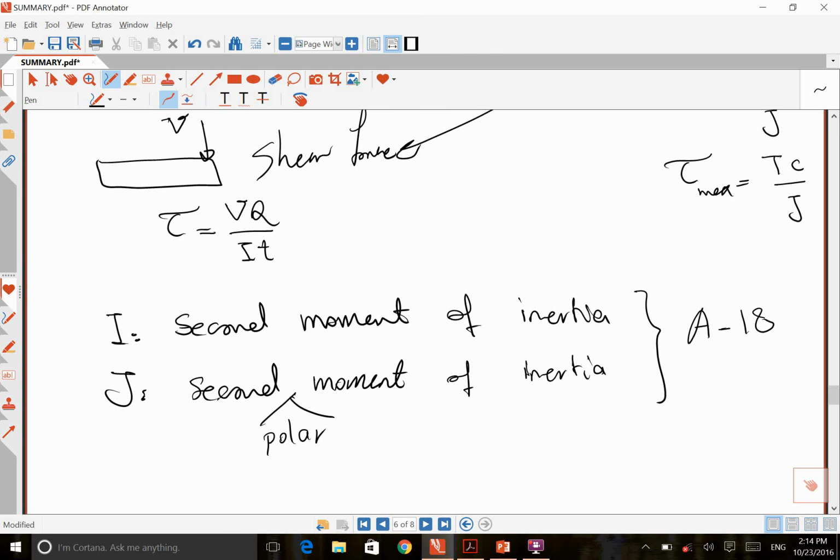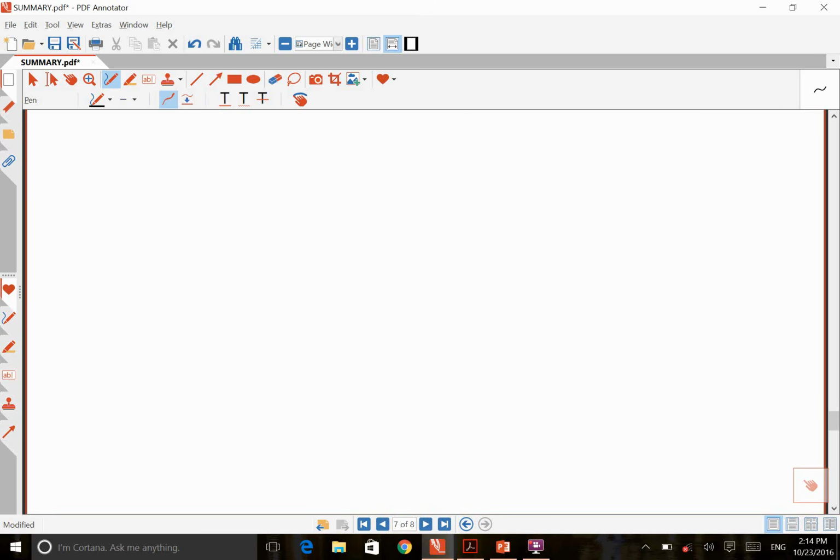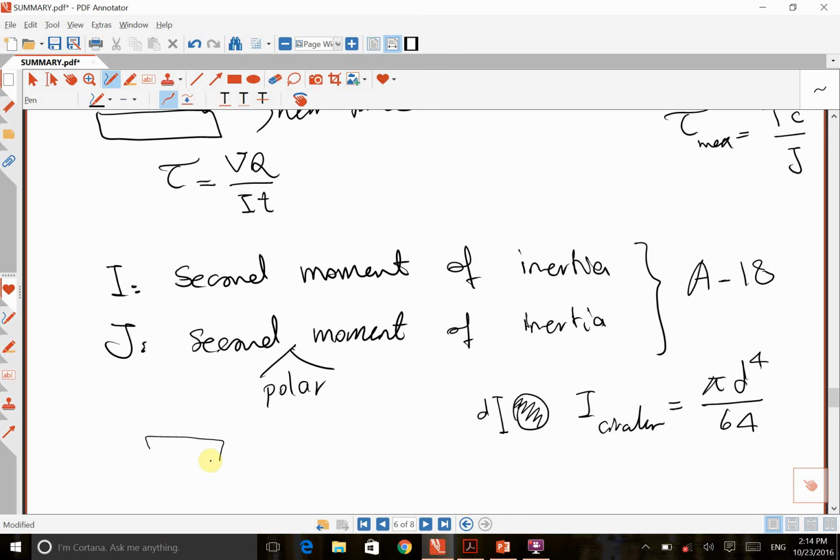For example, for a circular cross section without any holes, I is pi d to the power of 4 over 64, where d is the diameter of the cross section. For other types of cross sections, like a T beam, a rectangular one, and others, you can just go to this table, or you can find it online. We don't have any problems with this part.